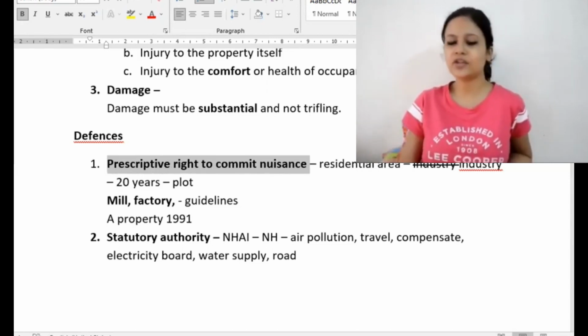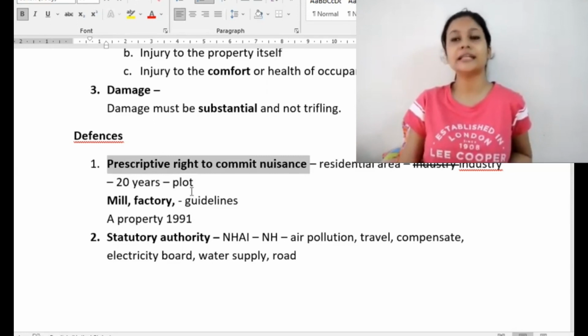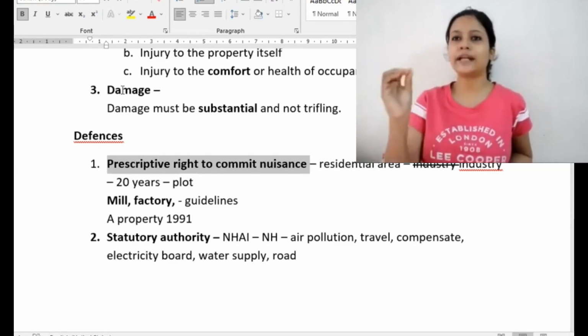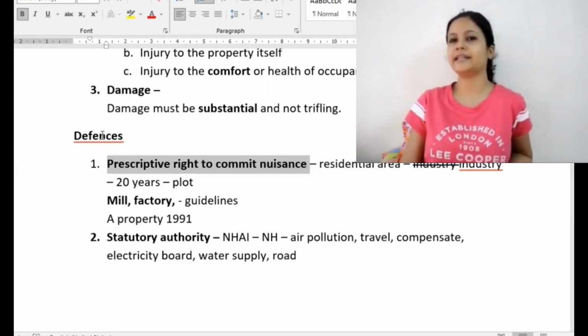But that does not mean industry can do anything. There are many government guidelines, rules, and regulations that they need to follow to ensure they are not polluting the environment. So if the industry is following those, it does not matter how disturbing it is for you, you will not get a right. The industry will get this defense that they have got a prescriptive right to commit this nuisance.